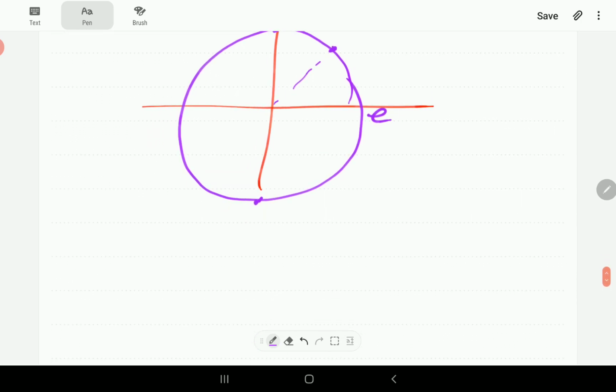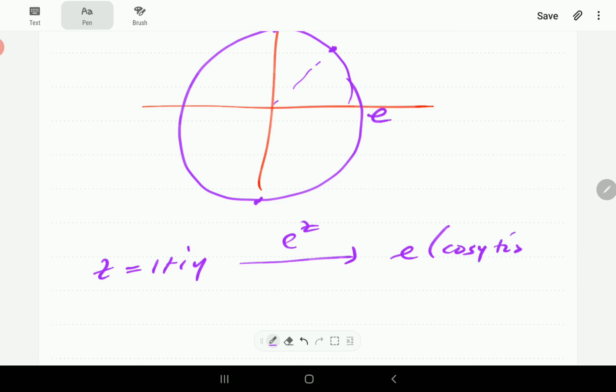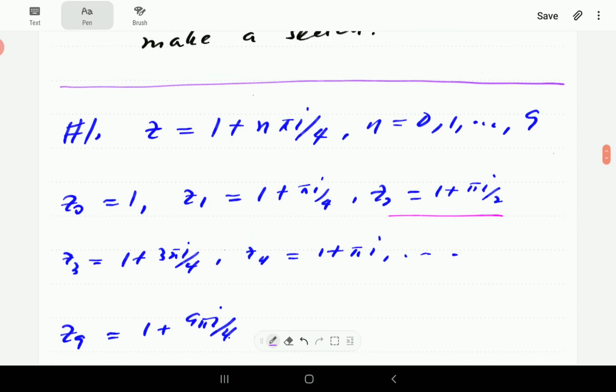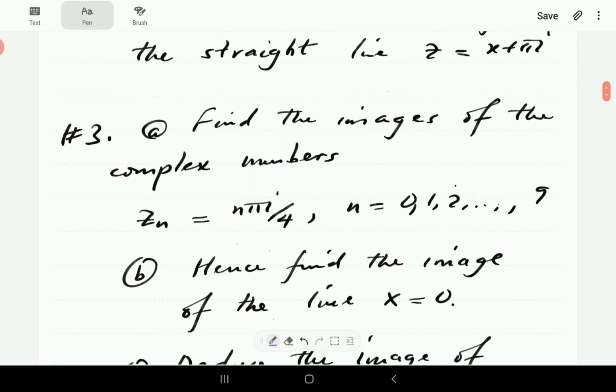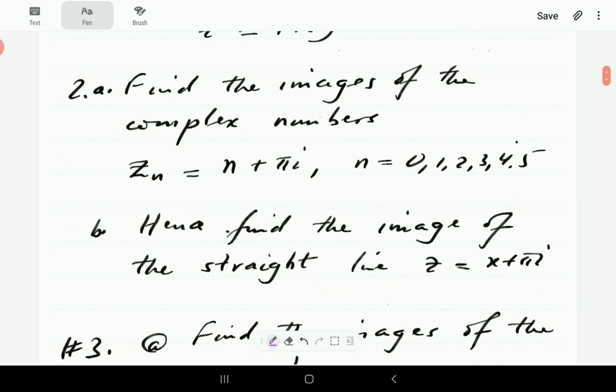So that means z equals 1 plus iy maps onto e times (cosine y plus i sine y), which is going to be a circle. So that finishes number 1.